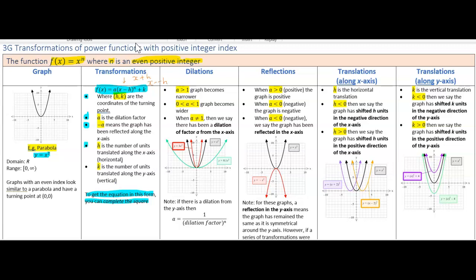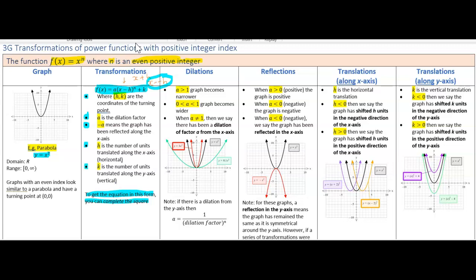All right, sorry, next dot point. H is the number of units translated along the x-axis. Okay, so we've been doing translations now for a while. You know that you can go in the positive direction or the negative direction. So if H is positive, you're going to the right, and if H is negative, you're going to the left. And that's when this is important. But judging you guys over the last few weeks, I feel like you got that down pat.